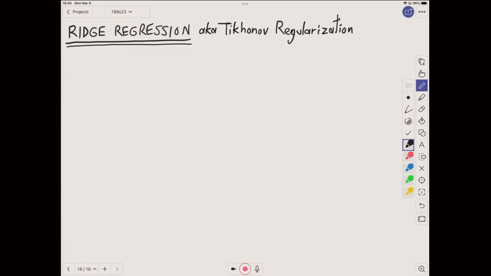Welcome back, everyone. Today's lecture is about shrinkage. Shrinkage is essentially efforts to shrink some of the weights that you learn during a regression algorithm. And I'll go over why we want to do that.